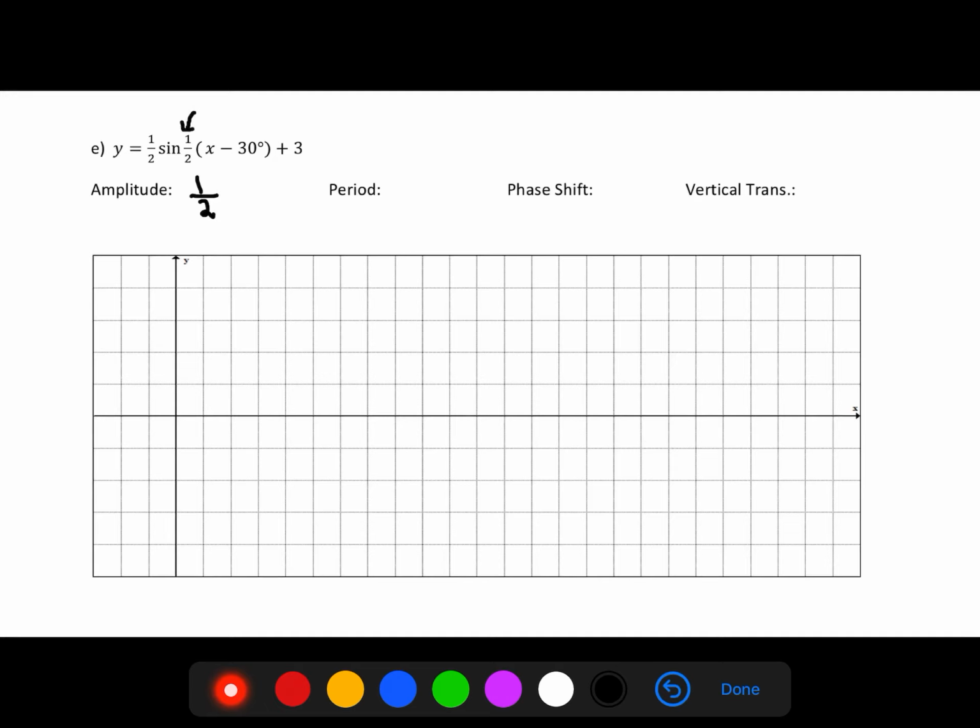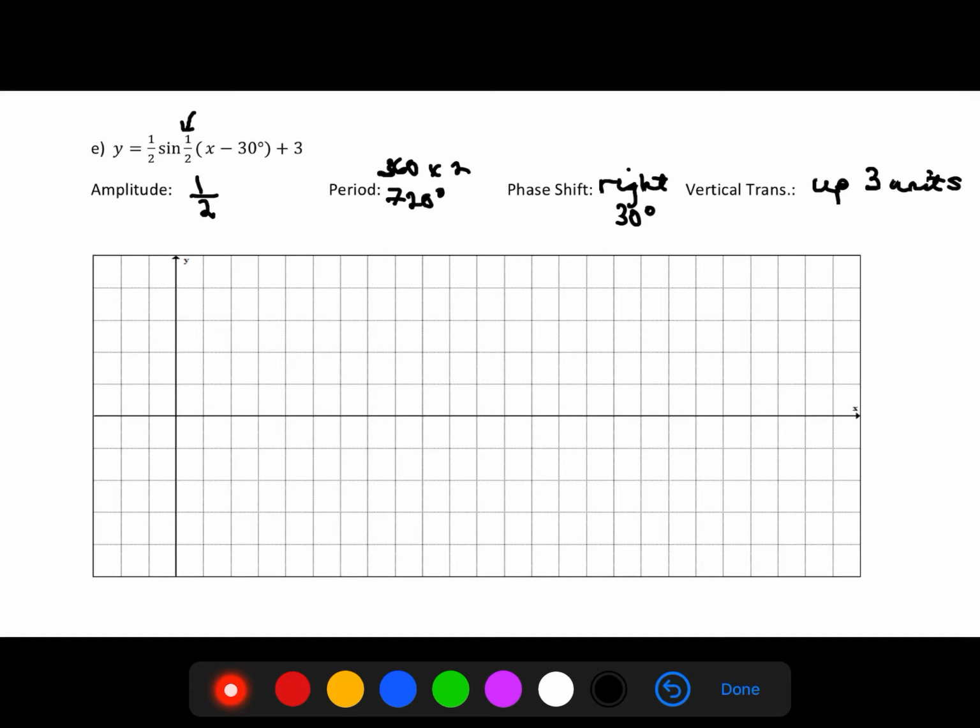Next one, our amplitude for this one is 1/2. Notice our b value is 1/2. We are going to be stretching by 2. So we're going to have 360 times 2 means our period, or 1 full cycle, is going to be 720. Phase shift is right, 30 degrees, and our vertical translation is up 3 units.